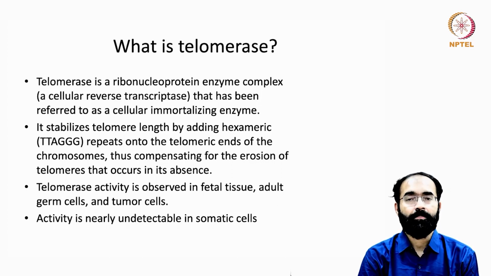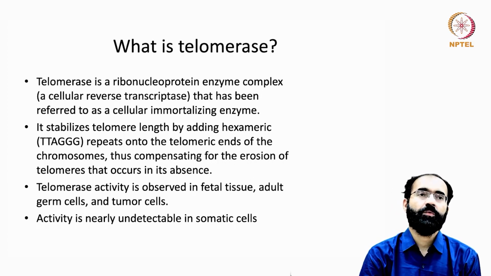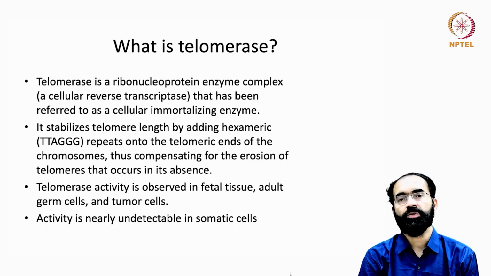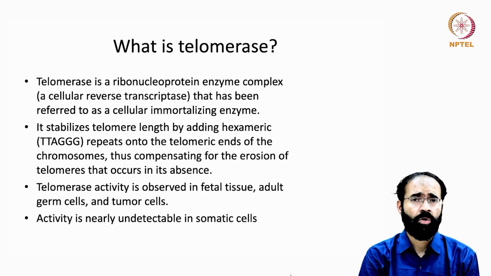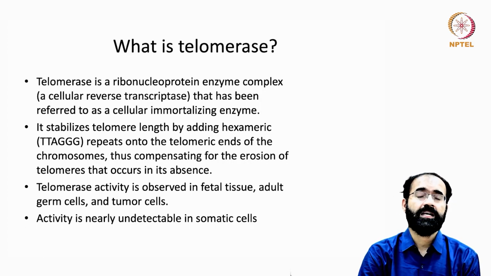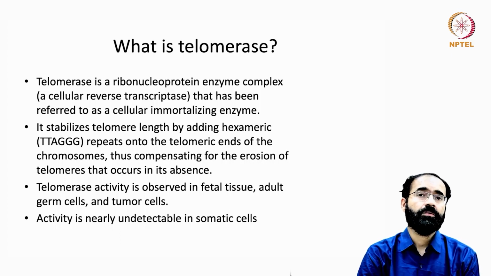Fetal tissues are rapidly dividing, so you don't want the telomere length to be shorter. If you want to understand this better, all of you might have heard about the famous mammal that was cloned, that is Dolly. It's a sheep. It was cloned from udder cells of a 6-year-old sheep. Now, what happens is these cells have the telomeres of a 6-year-old sheep.